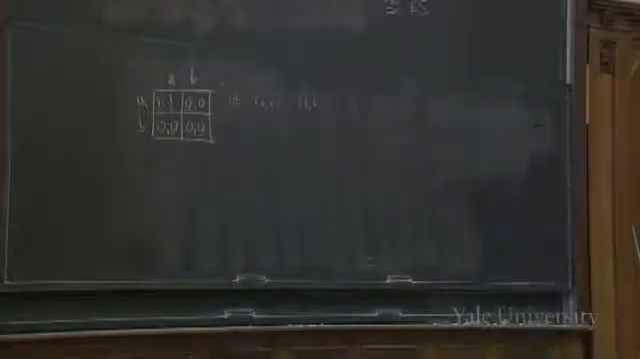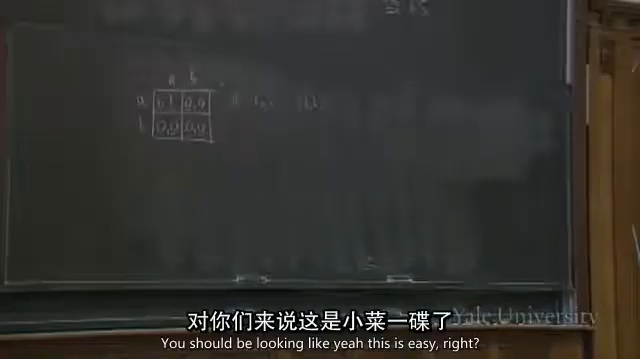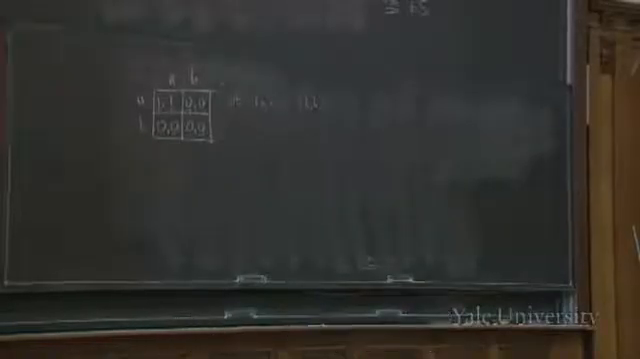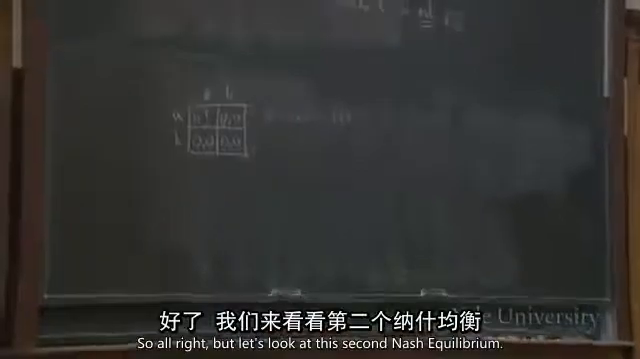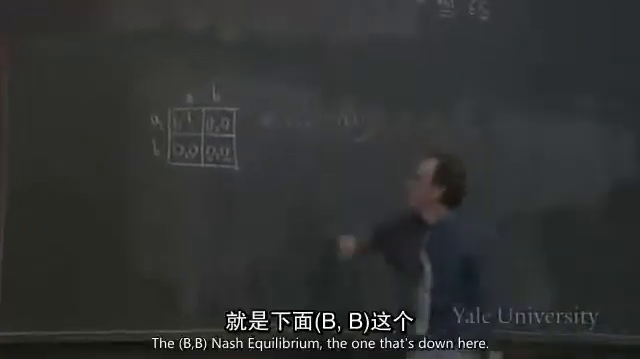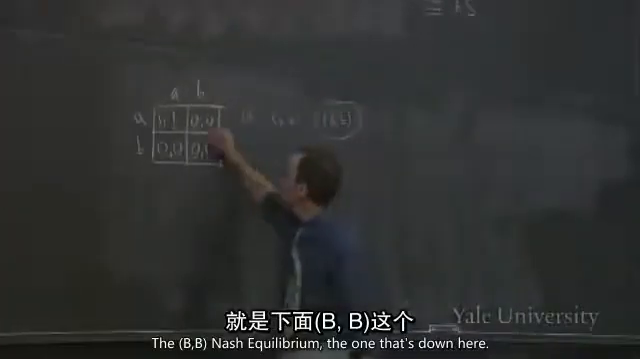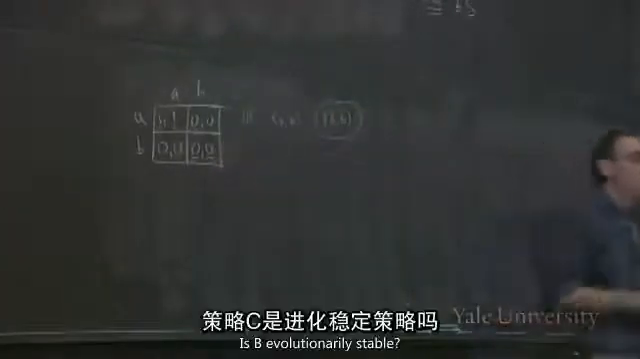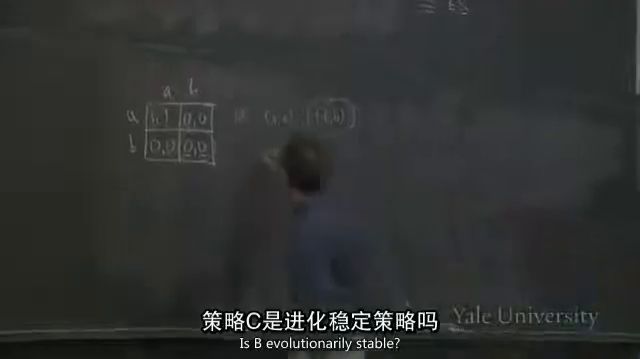Everyone happy with that? It should be looking like this is easy, right? All right. But let's look at this second Nash equilibrium, the BB Nash equilibrium, the one that's down here. Is B evolutionarily stable?